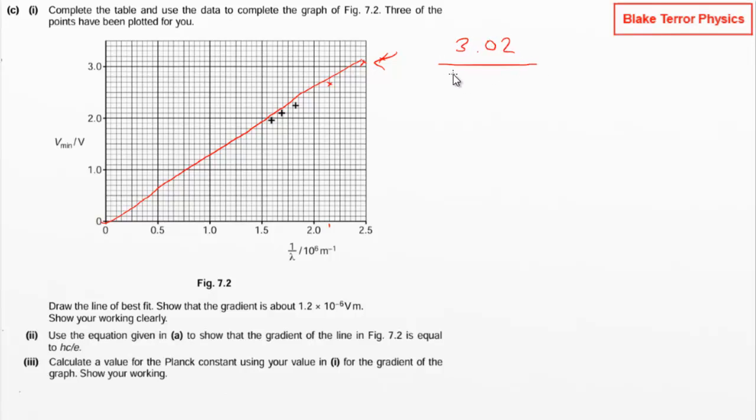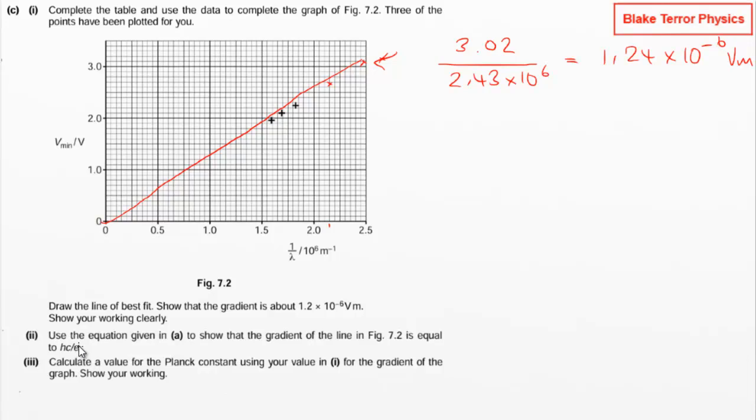And then we're dividing by 2.43 times 10 to the 6, which comes out at 1.24 times 10 to the -6. So close to the 1.2. And that's our voltmeter. So that's fine.